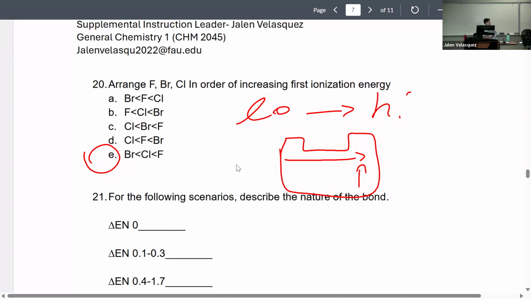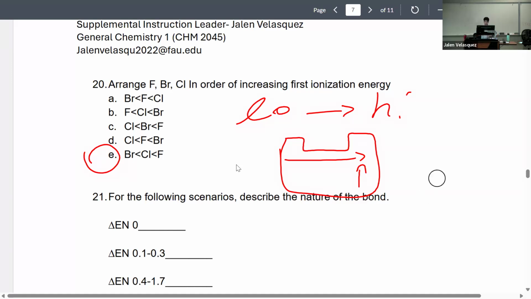The trends, you mean? Yeah, so you have to know ionization energy, electronegativity, radii, so the size, and yeah, just those. Electron affinity also increases that way, but it's not really important. So yeah.